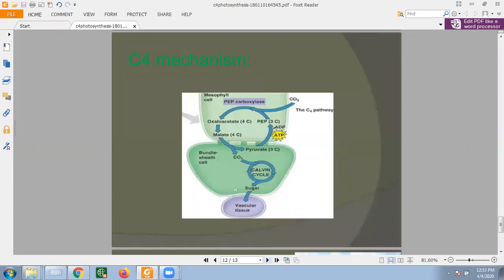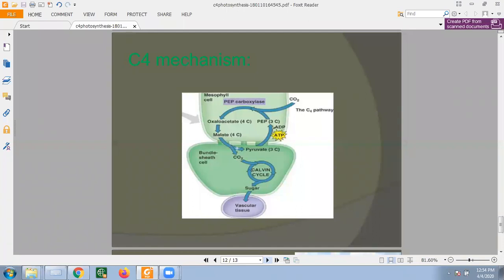So here in the mechanism you can also see the mesophyll cell and the bundle sheath cell. Here, PEP carboxylase takes carbon dioxide from the atmosphere, and this forms oxaloacetate with 4 carbons, and that is converted into malate. This 4-carbon malate can enter into the bundle sheath cell.